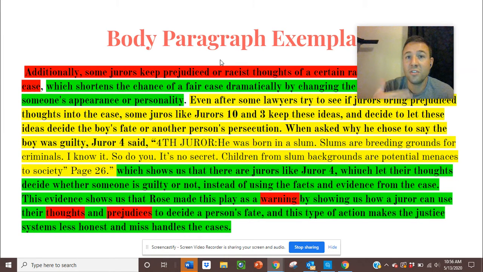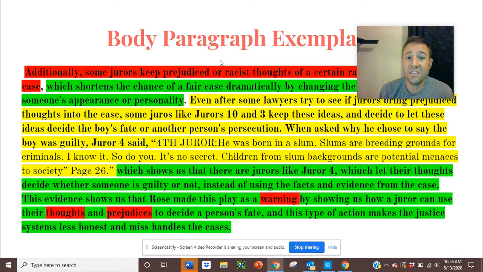So when he uses those words again, I'm going to put that in red just as a reminder to use the words from your thesis and your assertions to make sure you're proving your point. Which shows us that there are jurors like Juror 4, who let their thoughts decide whether someone is guilty or not, instead of using facts and evidence from the case.